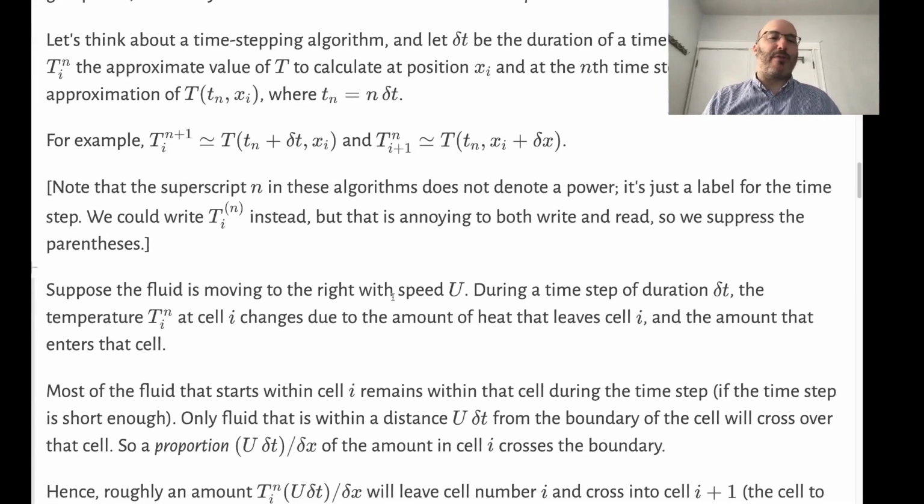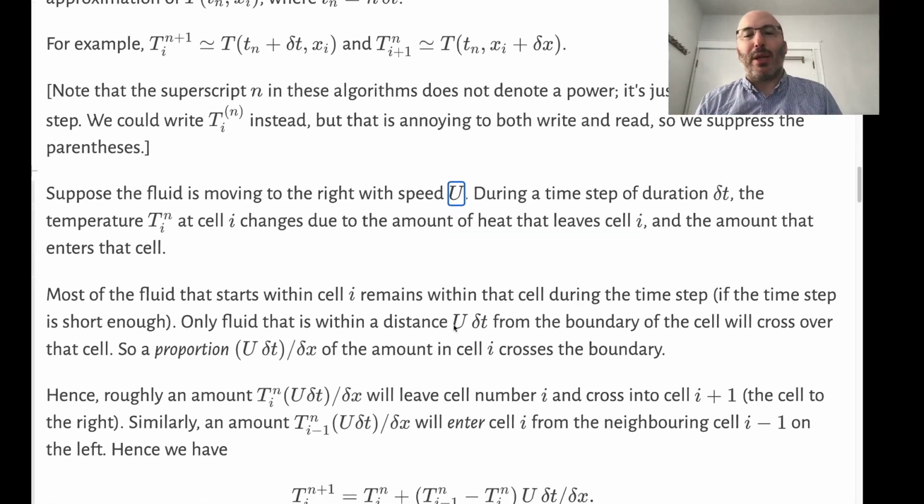So now suppose that the fluid is moving to the right with some speed capital U. What happens during a time step of duration delta t is that some heat leaves the cell. But if the time step is short enough, a lot of the fluid inside that particular cell is moving to the right, but it will stay within the same cell. And so we have to calculate how much of the fluid will leave the cell.